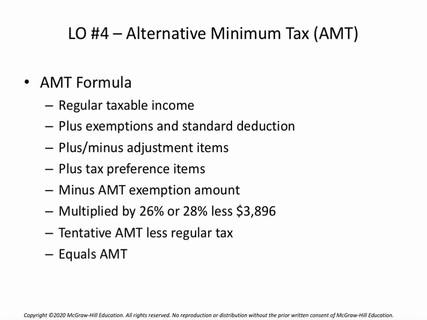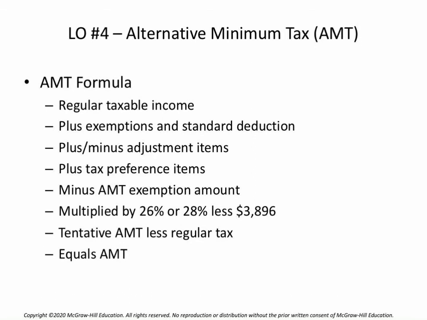And then we're going to add or subtract adjustment items, and then we're going to add in the tax preference items and subtract any exemption amount. So a certain amount of this income is going to be exempt from the alternative minimum tax. Once we do that, you're going to be subjected to a 26% rate or 28% less $3,896.